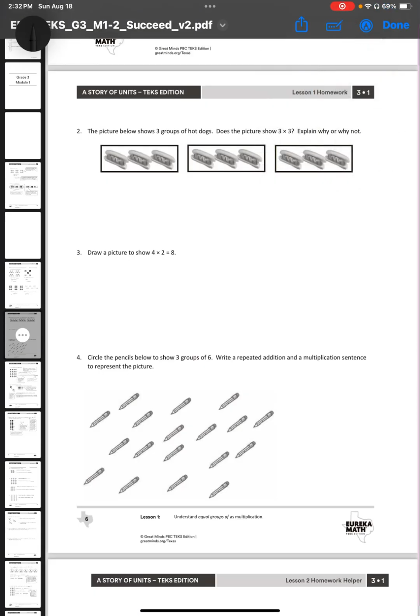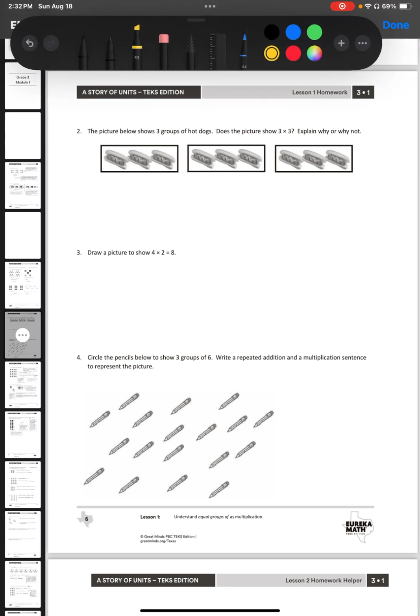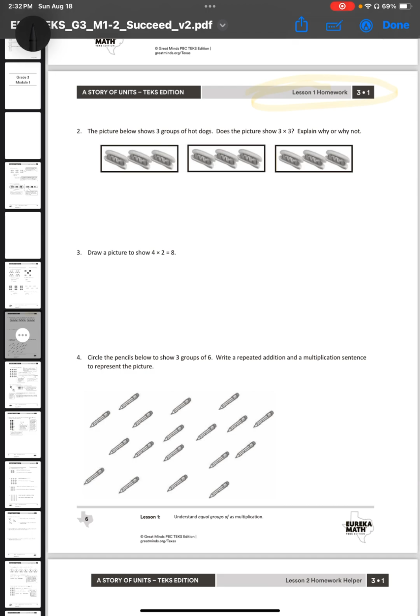I'm going to make a video covering the first extra practice that is being sent home this week. This is going to cover the lesson 1 homework, and you can find the title of the homework in the top right-hand corner. This is just practice that's being sent home for you to go over with your child. It is not something that needs to be completed and returned for a grade.